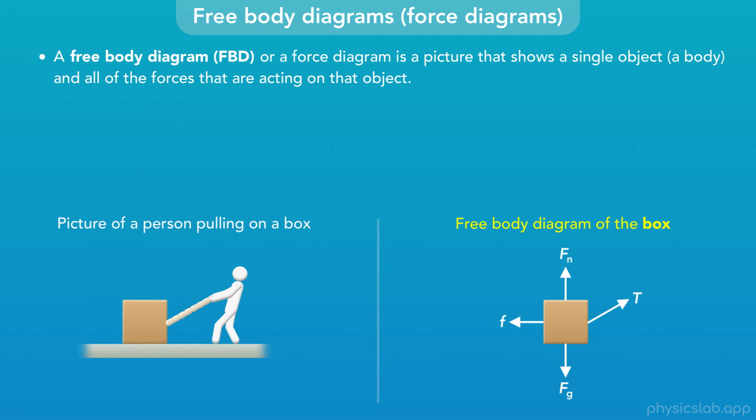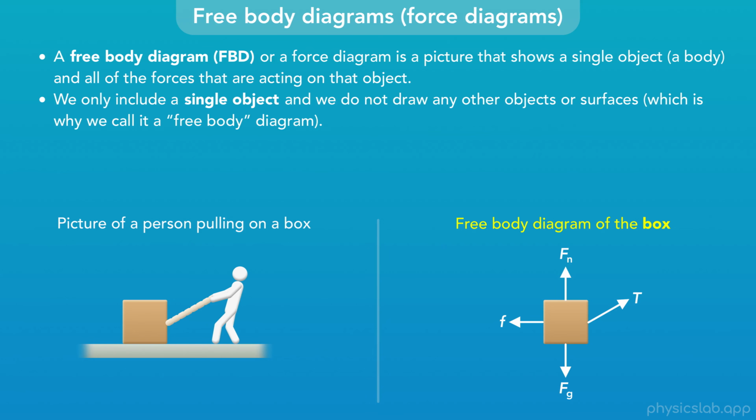Like we said before, we can draw these forces anywhere in the diagram as long as they point in the right direction. But we usually draw a force starting on the edge of the object and pointing in the direction of the force. For a free body diagram, we only include a single object, and we do not draw any other objects or surfaces, which is why we call it a free body diagram.